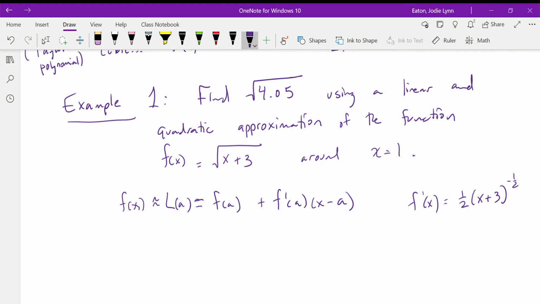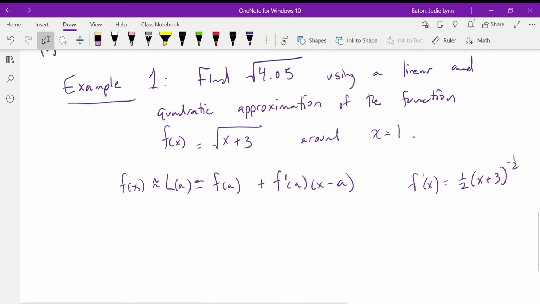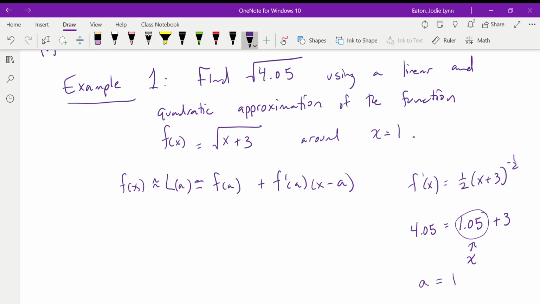Okay, so 4.05 equals 1.05 plus 3. We're going to use the linearization around the point 1. So that means this 1.05 is going to be our x, and our a is going to be 1, because we're going to use the tangent line to the graph at x equals a, because that makes our computations easier. Okay?